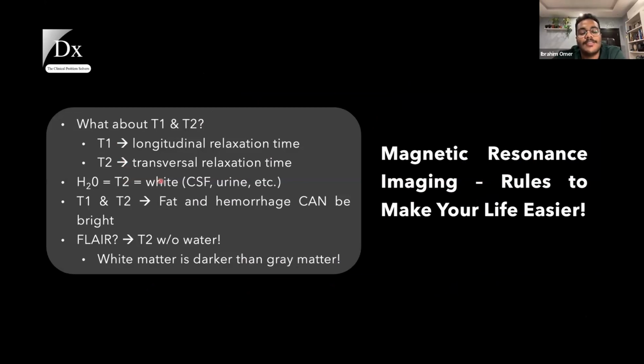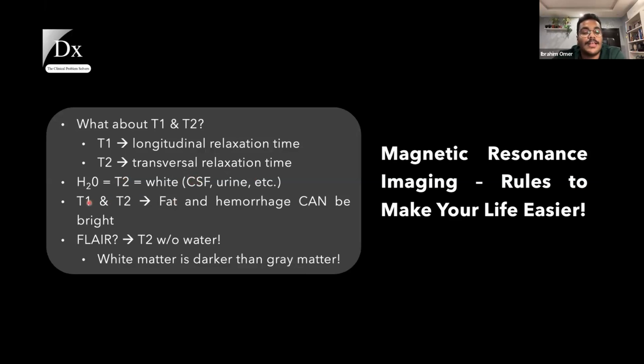Another important point that you also have to keep in mind is that in the T2 images, water will always appear white. There is an easy way by which you can remember this: H2O has the number 2 in it, and T2 has the number 2 in it. So T2 equals H2O, always white. And this obviously does not only relate to water, but all water-containing substances, including CSF, urine, etc.